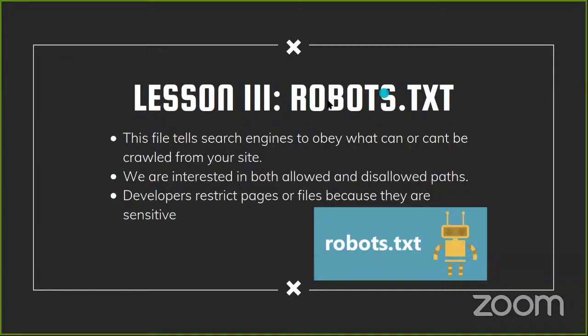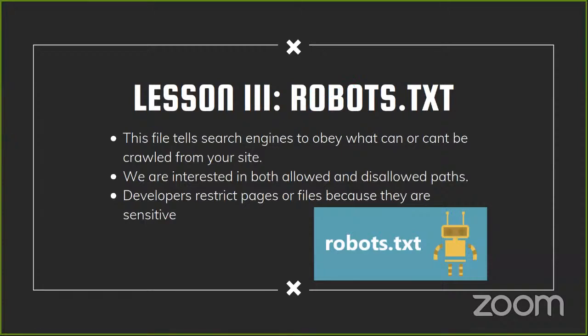So the third lesson is robots.txt. I think everyone is aware of robots.txt. If you're not, it's a file that is usually on the web root of the application. This file usually tells search engines that are trying to crawl your site to obey the rules that have been defined in this file.